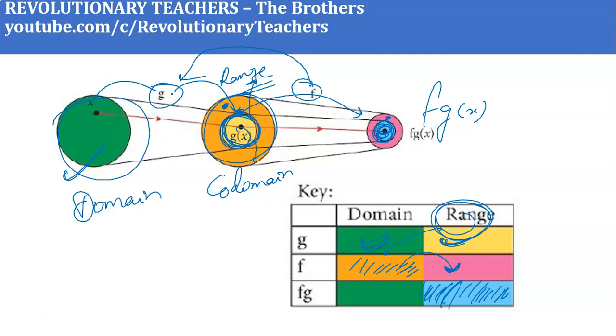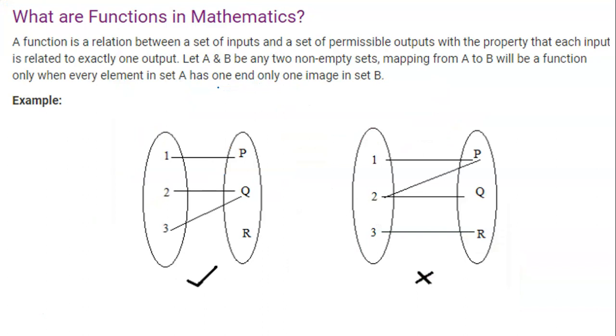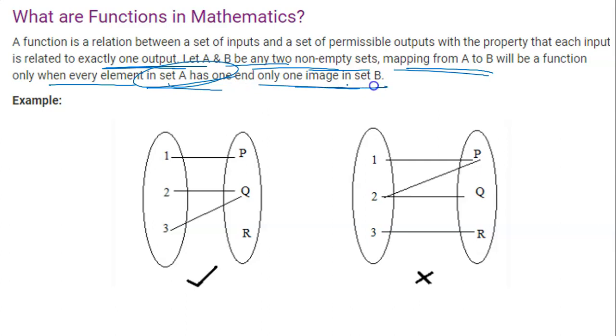Okay children, let us move ahead. Now what are functions in mathematics? A function is a relation between a set of inputs and a set of permissible outputs. Please pay emphasis on this word, permissible outputs, with the property that each input is related to exactly one output. Let A and B be two non-empty sets. A mapping from A to B will be a function only when every element in set A has one and only one image in set B.